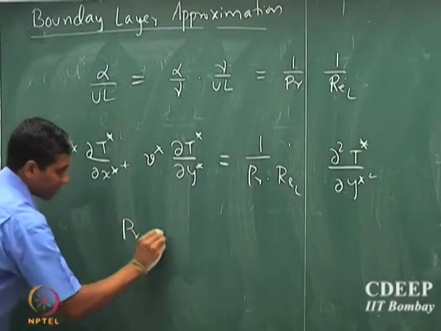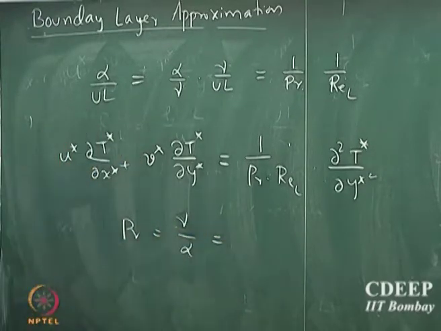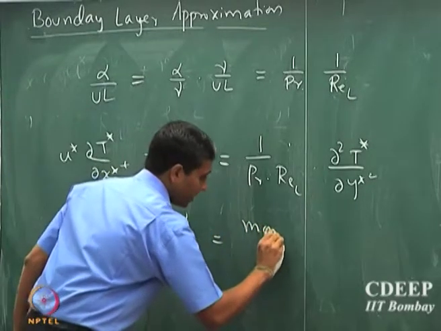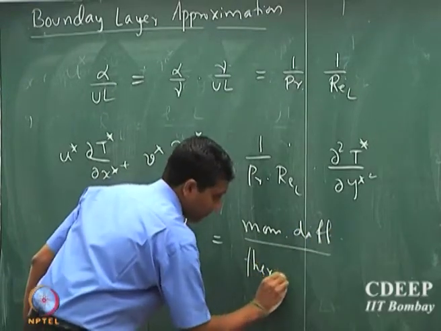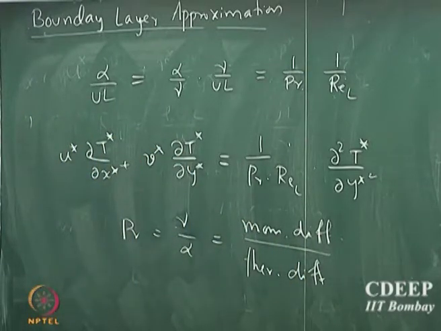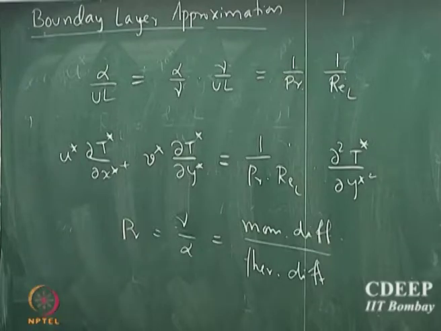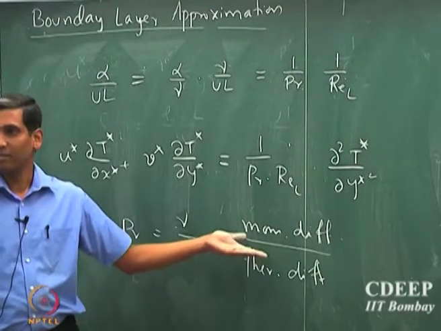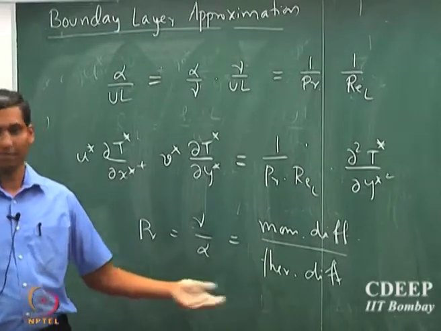So Prandtl number is nu by alpha. Nu is momentum diffusivity, alpha is thermal diffusivity, right? So this is momentum diffusivity divided by thermal diffusivity. So that is what Prandtl number is. It tells you, supposing there is simultaneous momentum and heat transfer, what is the extent of momentum diffusion versus the extent of thermal diffusion, and both of these are happening simultaneously. Okay.